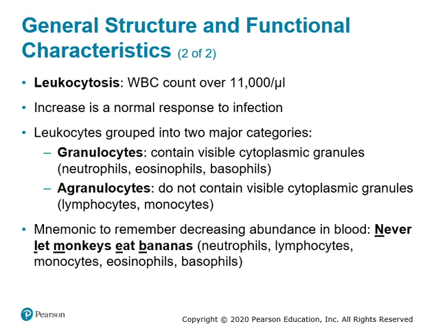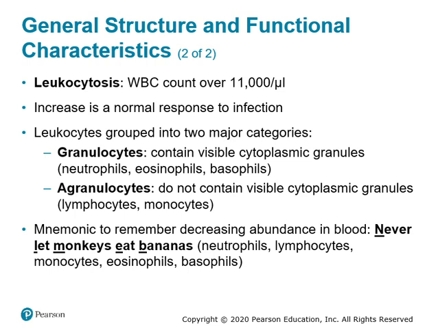There's 3 granulocytes. They contain visible cytoplasmic granules that apply to their function. They include the phils: neutrophils, eosinophils, and basophils. And there's 2 agranulocytes that do not contain visible cytoplasmic granules, and they're lymphocytes and monocytes.